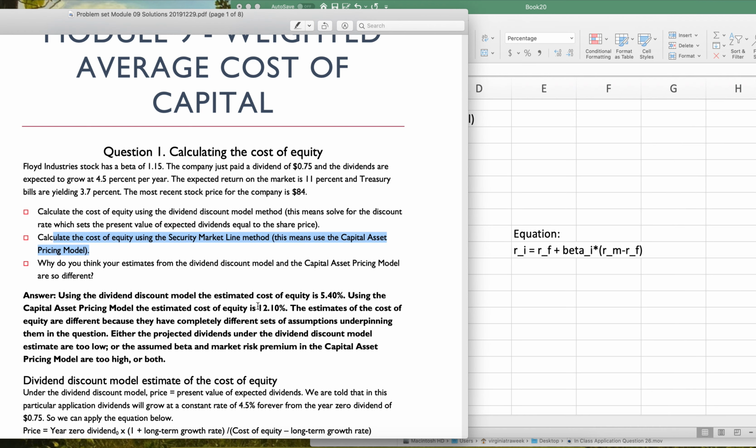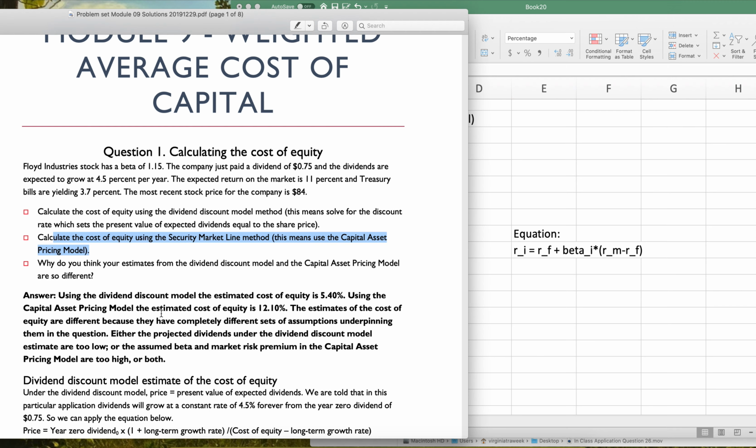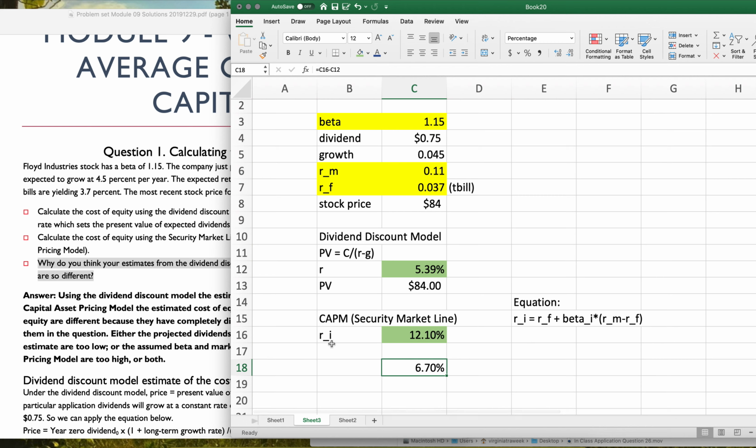5.39, he has 5.40 here, and 12.10. So this is the difference. There is a world of difference between these. Let's just subtract and see what the difference is. 6.7%. It's larger than even the discount rate implied by the dividend discount model. And so why is that? Well, the difference is because these are entirely different assumptions about the state of the world and about a particular asset and what the equity cost should be.